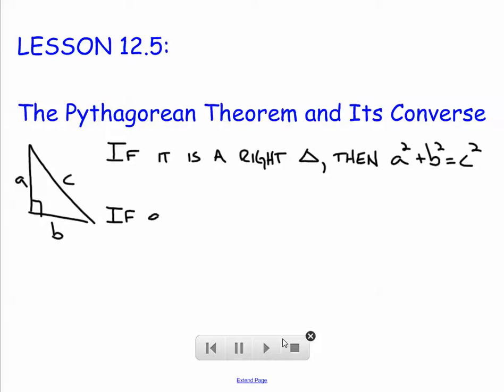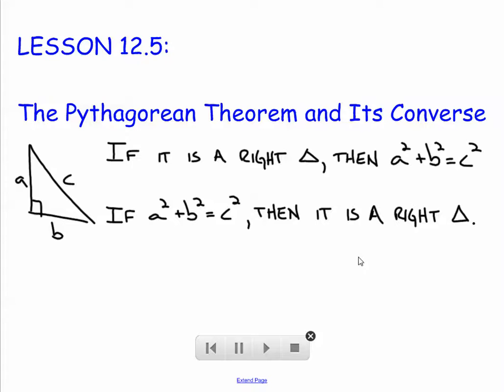It's an if-then statement. The converse of that statement would be where you flip around the two parts of the sentence. So we could say if a squared plus b squared equals c squared, then it must be a right triangle. Okay, both of these are true statements. So again, A and B we're using as labels for the legs, the sides touching the right angle. C would be the hypotenuse of a right triangle.